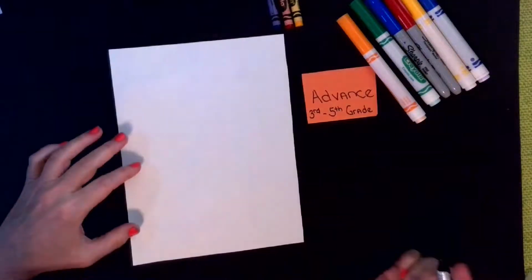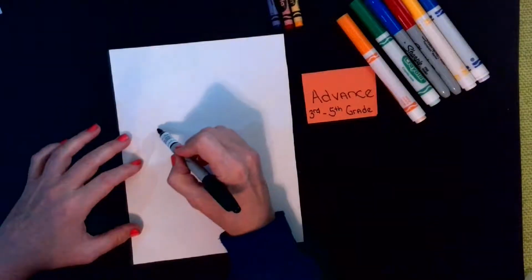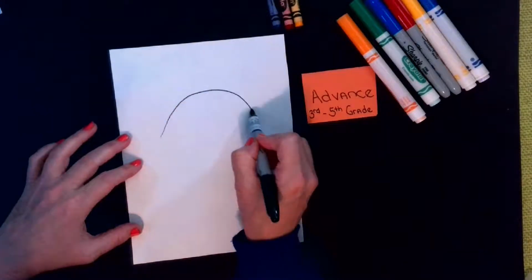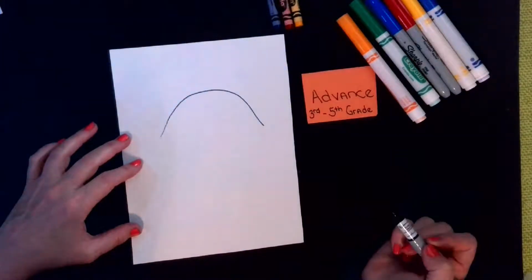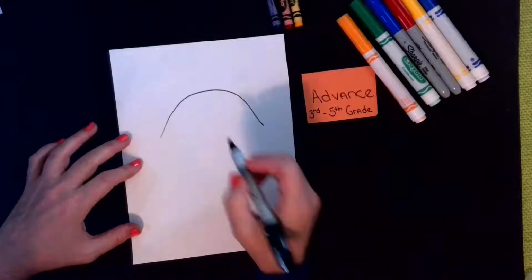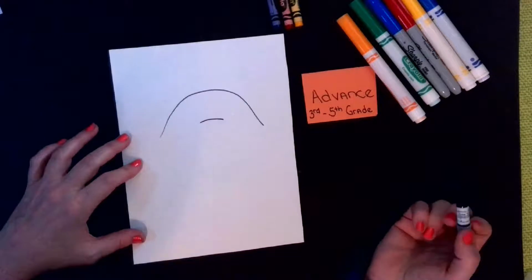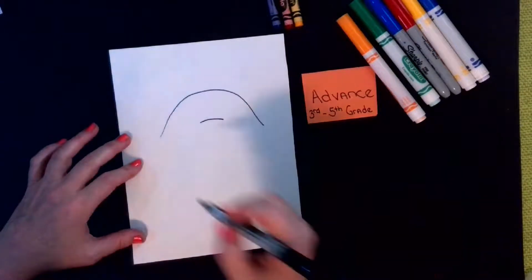Alright, so how do we make our little mushrooms? Well, the first thing we need to do is you need to go ahead and add kind of this rainbowy shape. Okay. Then inside of it, make a little line.